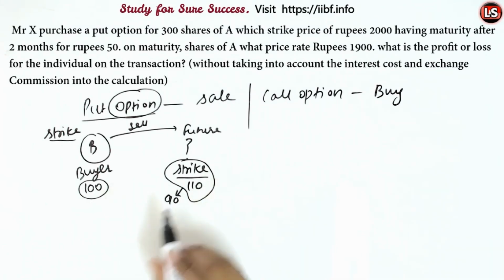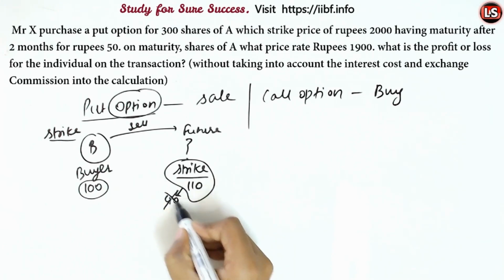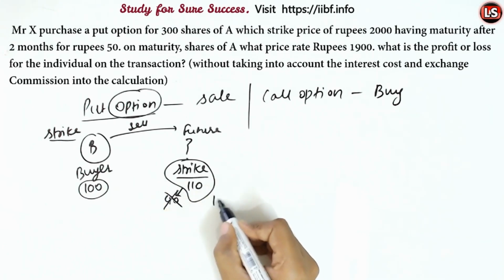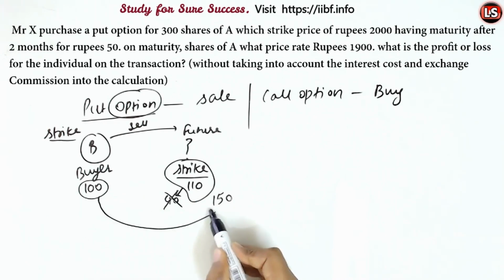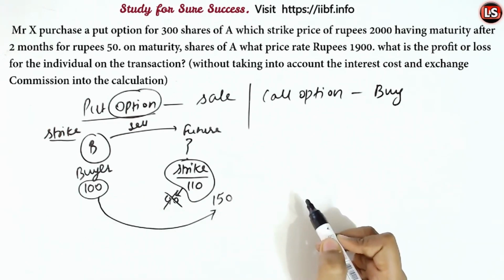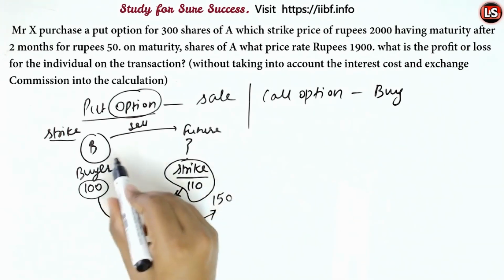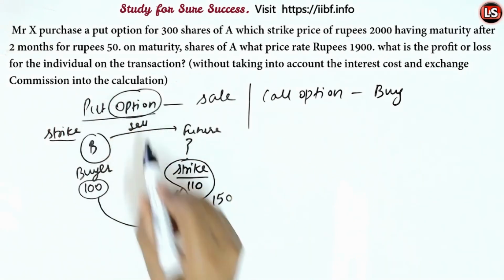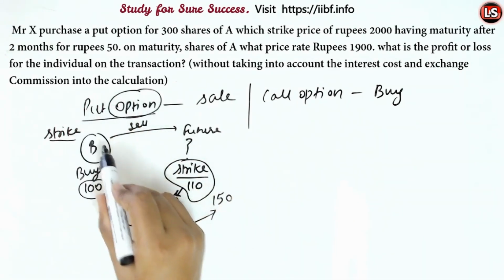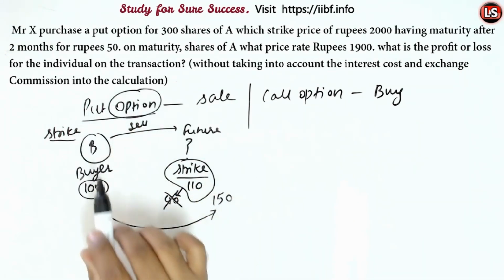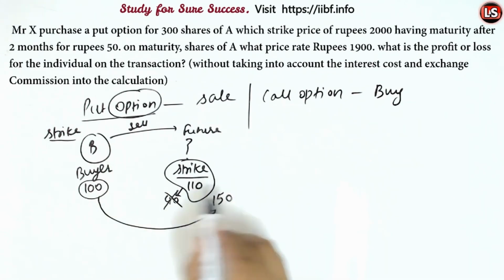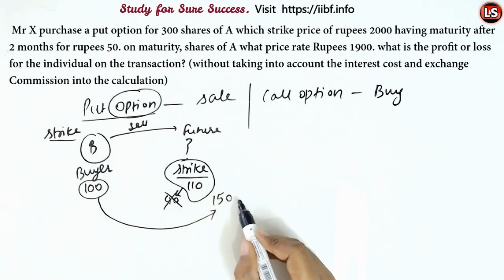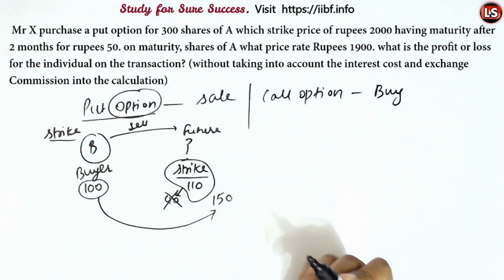Okay? On the other hand, if the share price doesn't go down to 90 and it becomes 150 in the future, the price of the share he purchased is rupees 150. So here, this contract of put option is not an obligation. The buyer is not bound to sell it at 110 rupees. Yes, the buyer is not bound. So, the buyer will not sell it for 110. Instead, he will sell it for 150.